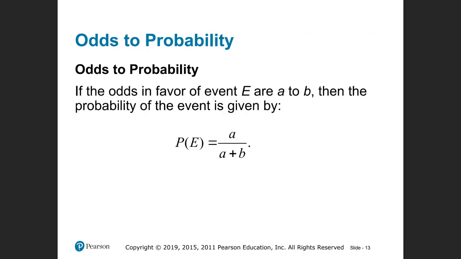Odds to probability. If the odds in favor of event E are A to B, then the probability of the event is given by probability of E is equal to A over A plus B.